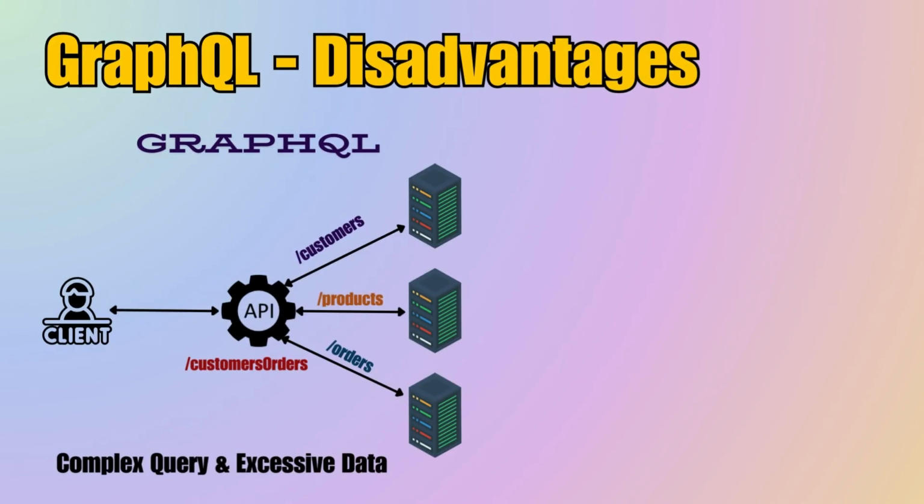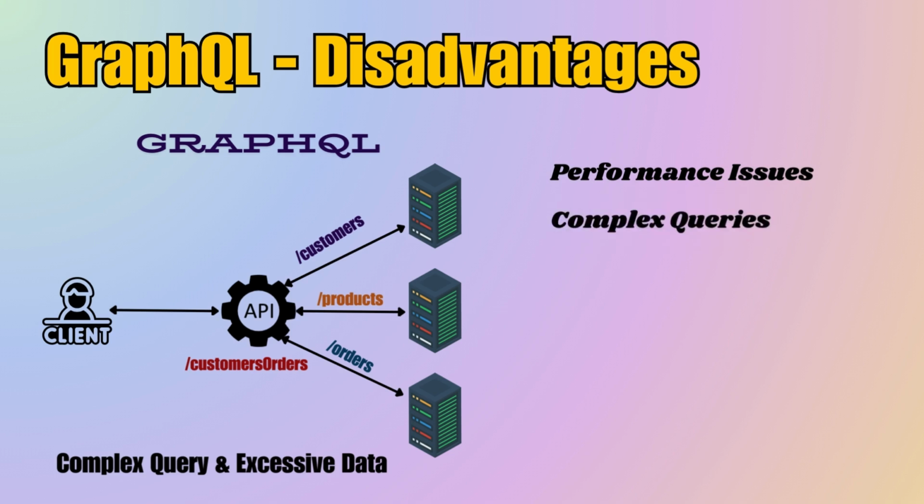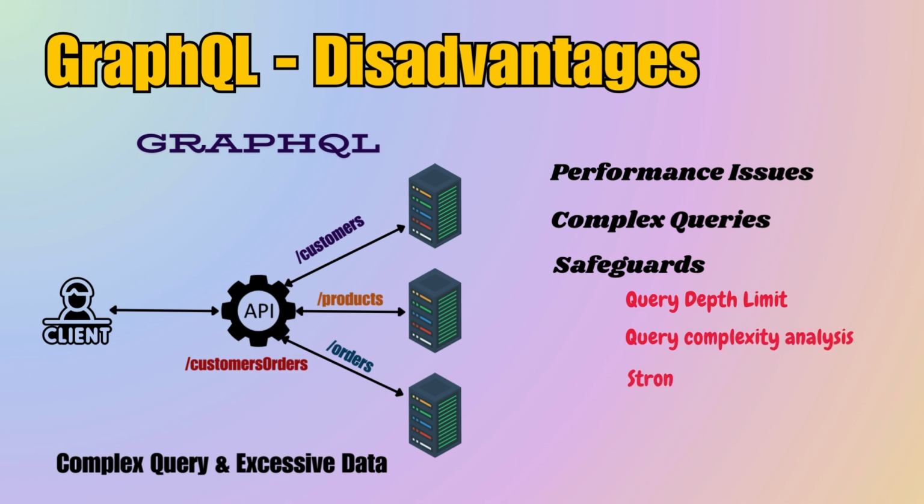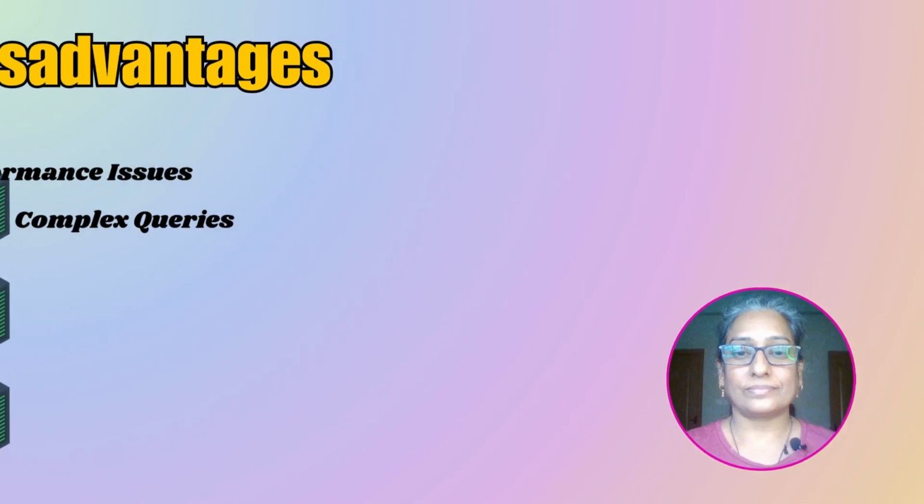The flexibility of GraphQL can cause performance issues if queries are excessive. To prevent this, developers should use safeguards like query depth limits, query complexity analysis, and strong authentication. GraphQL's query flexibility makes caching harder because we need to carefully decide when cached data is still valid or needs refreshing based on query parameters.